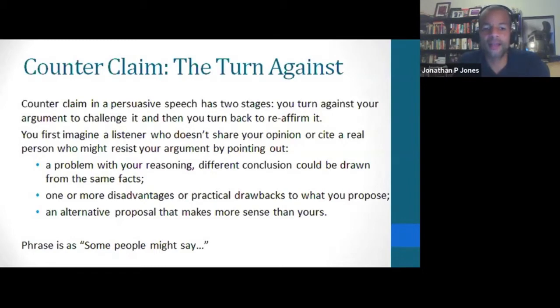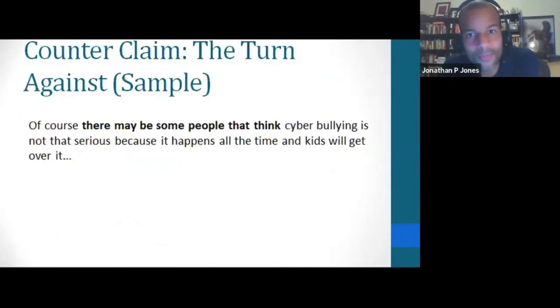Phrase it as, some people might say, other people than me feel differently. You want to acknowledge those people, because what you might find is that even though they're thinking they don't agree with you, you might be able to convince them just by saying, hey, I see you, I hear you, but there's another way to think about this. Okay. Of course, there may be some people that think cyberbullying is not that serious because it happens all the time and kids will get over it.